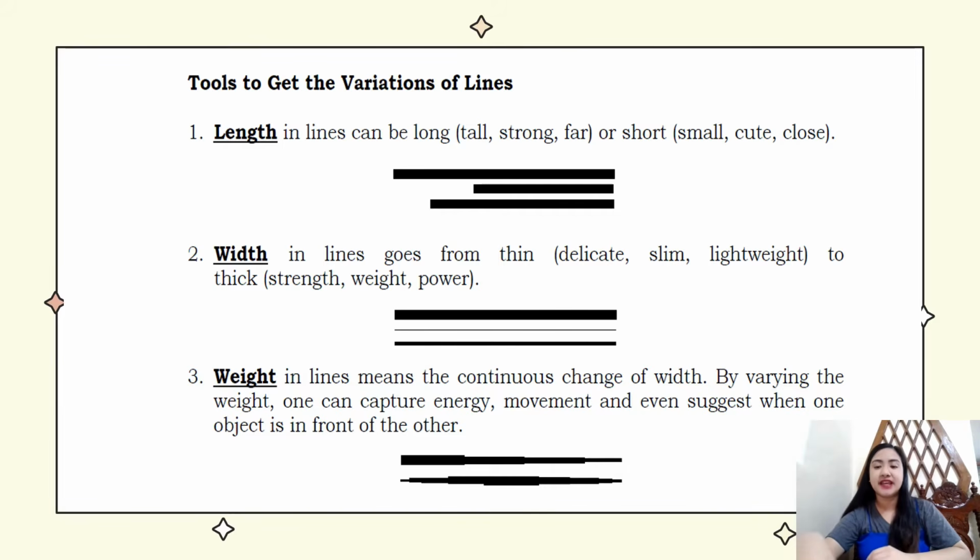The first one is length. Length in lines can be long or short. When we talk about width, a line can be thin or thick. Looking at the example on your screen, we have here a thick line and a thin line. Speaking of weight in lines, it means the continuous change of width. By varying the weight, one can capture energy, movement, and even suggest when one subject is in front of the other.